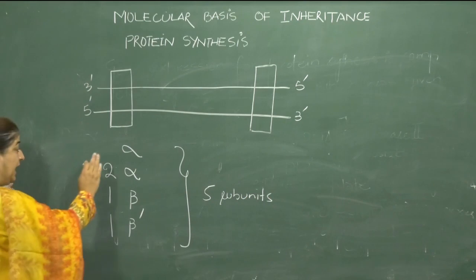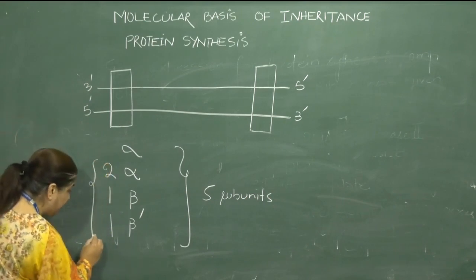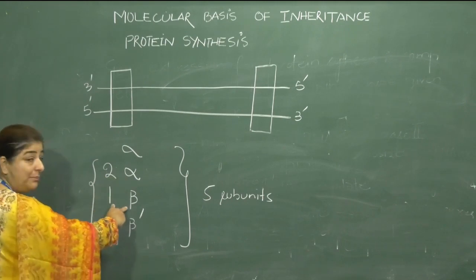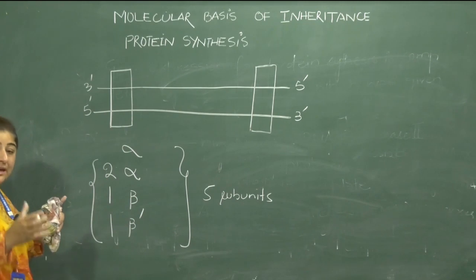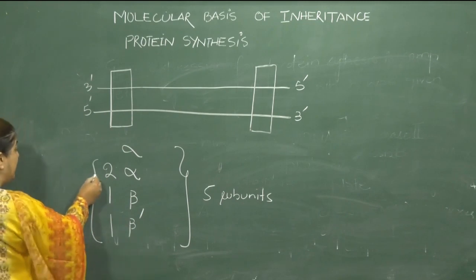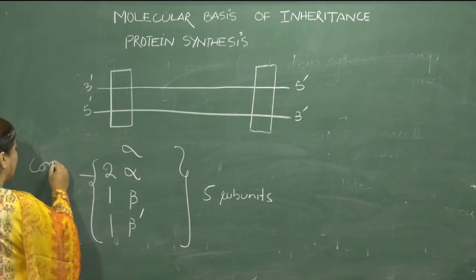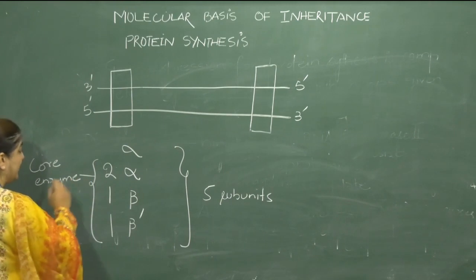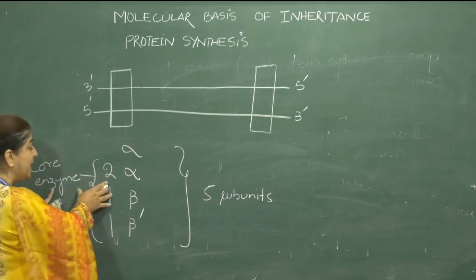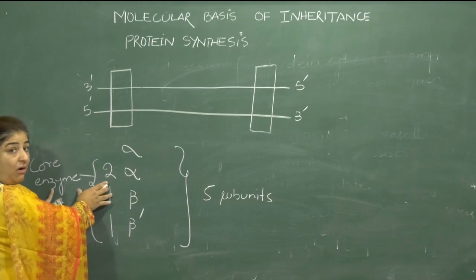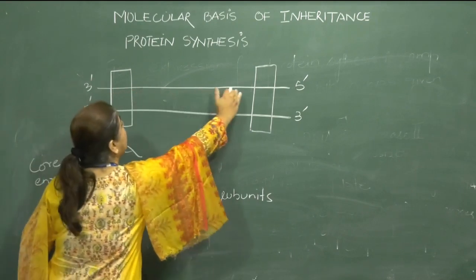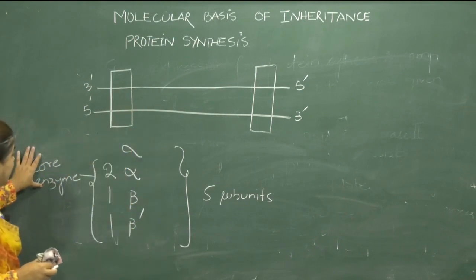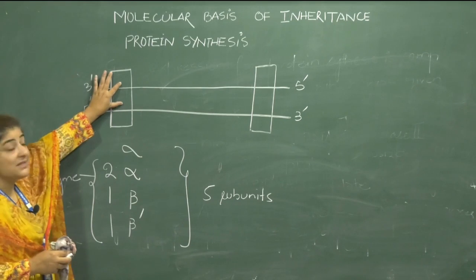Now, if we see these four, that means these two alpha subunits and this beta unit and this beta prime unit, they are together and they make the enzyme that is known as core enzyme. But remember, this core enzyme has the property that it can add nucleotides in the polymerization, but it cannot locate this promoter region.